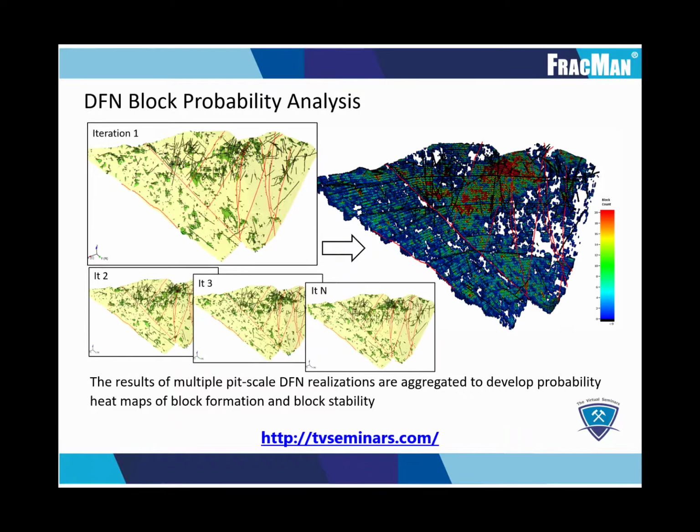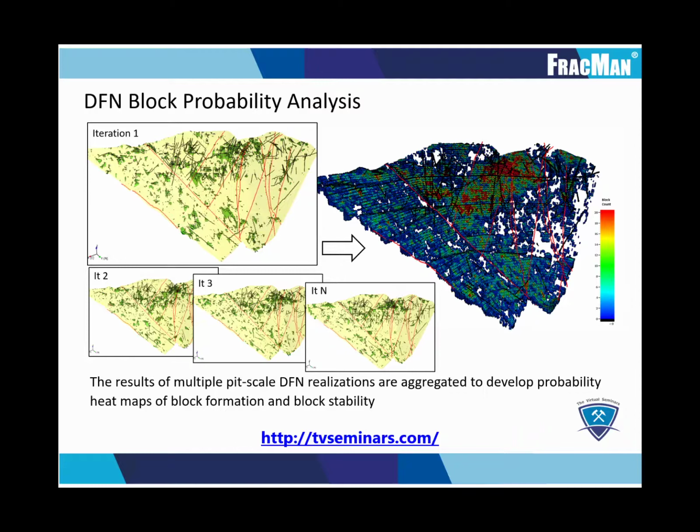Another application of the identification of these large multi-bench complex blocks is in the derivation of block probability maps at the scale of the pit wall, as seen here. Obviously, if we consider these large multi-bench blocks as precursors to potential instability, areas where more of them form should be more likely to experience potential instability.